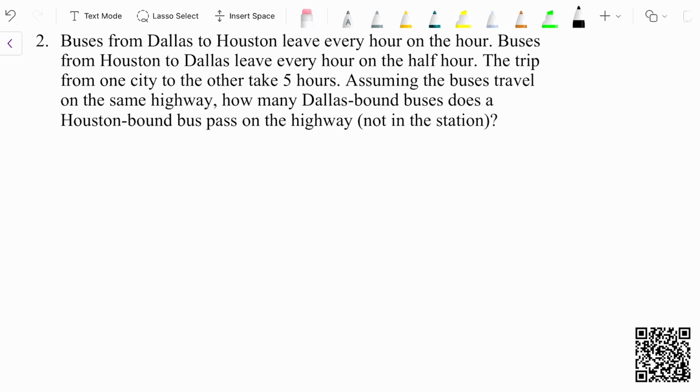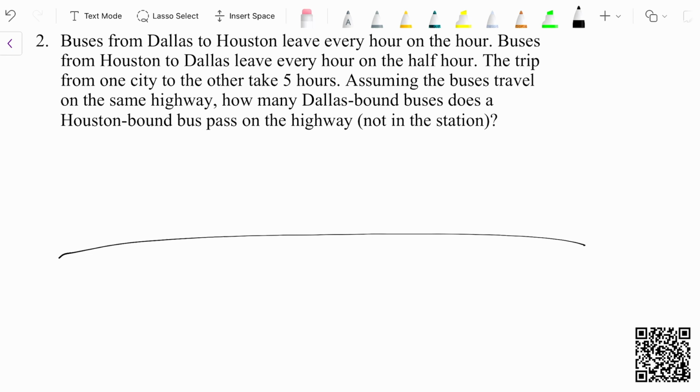Alrighty, moving on to problem number 2. Buses from Dallas to Houston leave every hour on the hour. Buses from Houston to Dallas leave every hour on the half hour. The trip from one city to the other takes 5 hours. Assuming the buses travel on the same highway, how many Dallas-bound buses does a Houston-bound bus pass on the highway, not in the station?